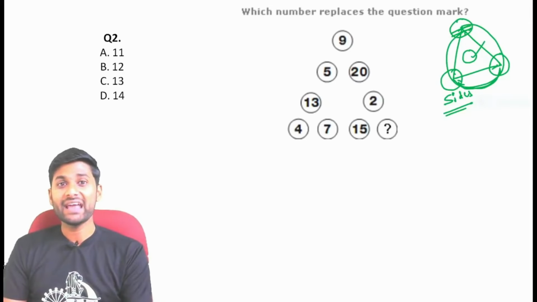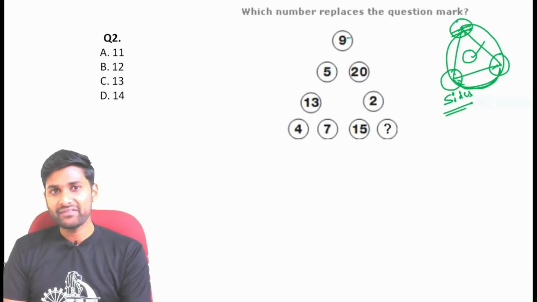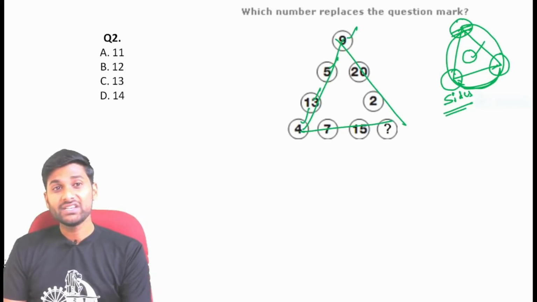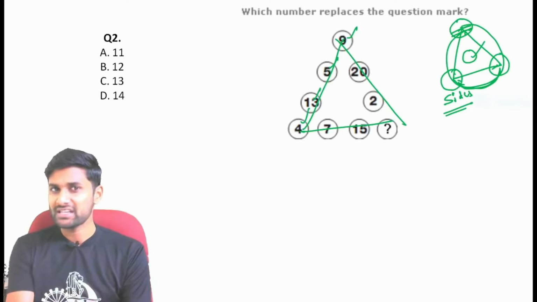But here they give a number on every side. They give this side, this side, this side. Again, they give this side, this side, and this side. So that diagram focuses on the vertices, but this diagram focuses on the entire sides, guys.